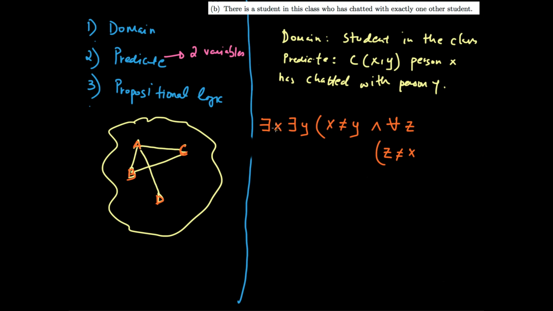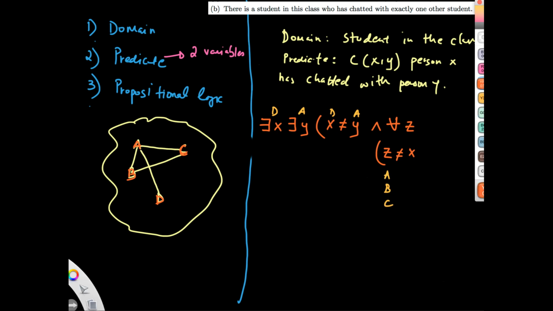So let's put some values here. Let's say this X that I've chosen, first time I've chosen this X here, happens to be D. And the Y that I've chosen here, let's say this happens to be A. So X not equal to Y, well, X is D, Y is A. They're not equal right now. And for all Z, such that Z is not equal to X, so this could mean that the Z's that I'm looking at right now is A, B, or C, right?